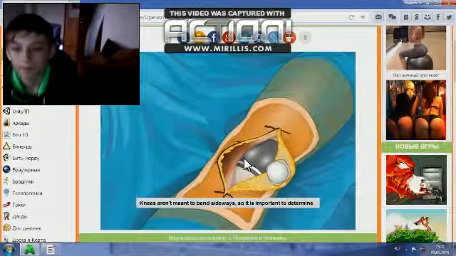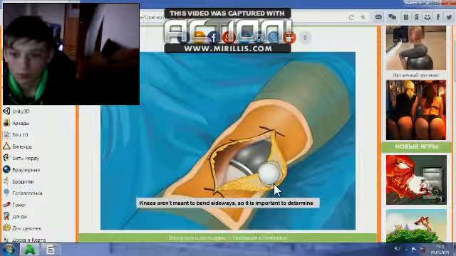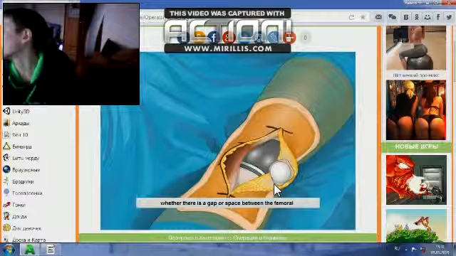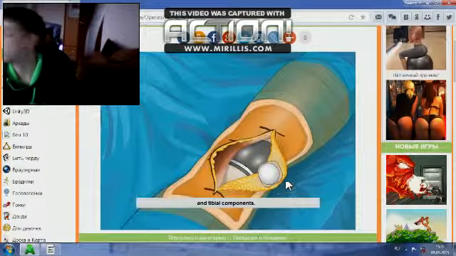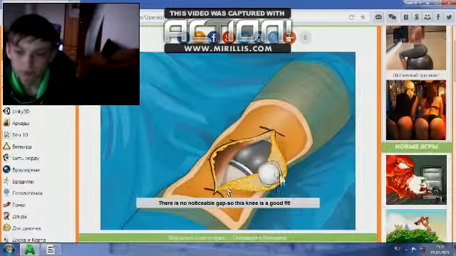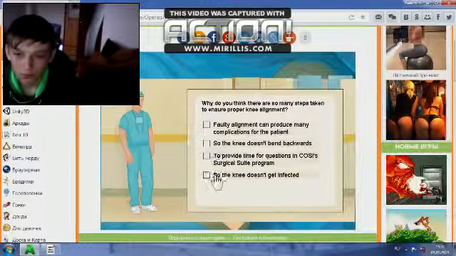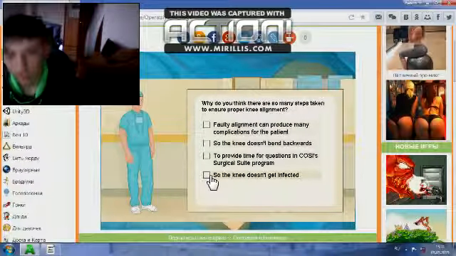Knees aren't meant to bend sideways, so it's important to determine whether there is a gap or space between the femoral and tibial components. There's no noticeable gap, so this knee is a good fit. Why do you think there are so many steps taken to ensure proper alignment?